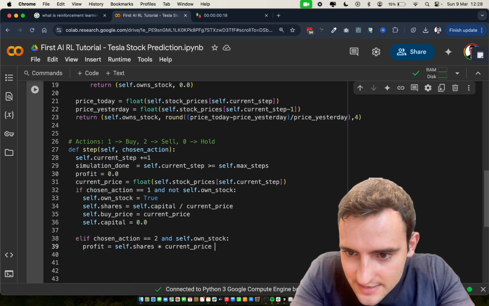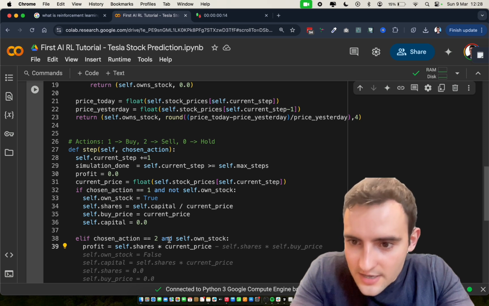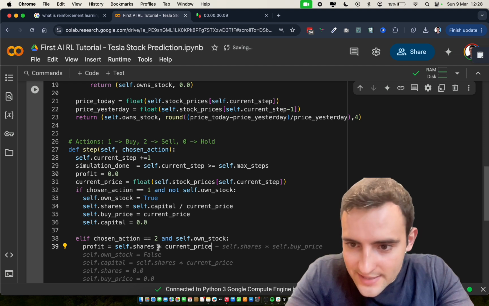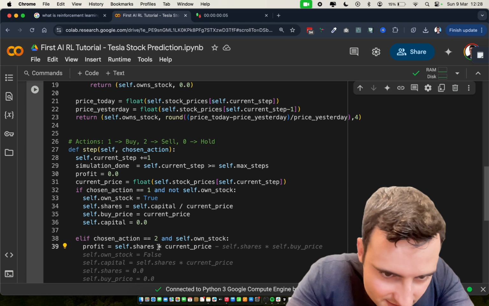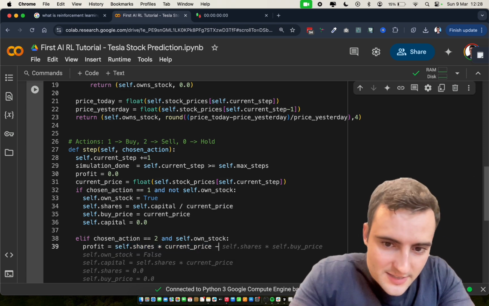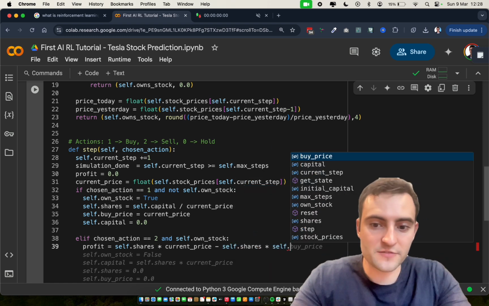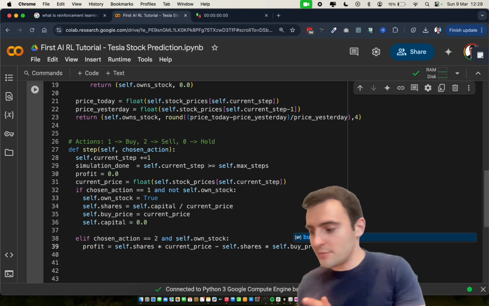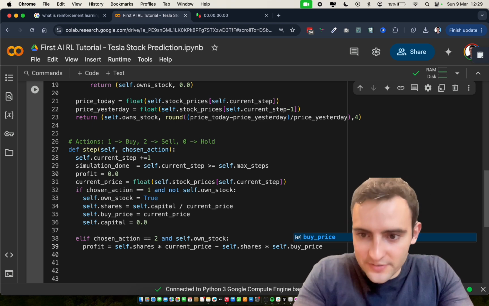So the amount of money that we've made in profit is equal to self.shares times the current price minus self.shares times the buying price, right? So how you find the amount of money that you made in profit is how much are the stocks worth after I sell them, minus how much did I spend when I bought them. So that is the profit.